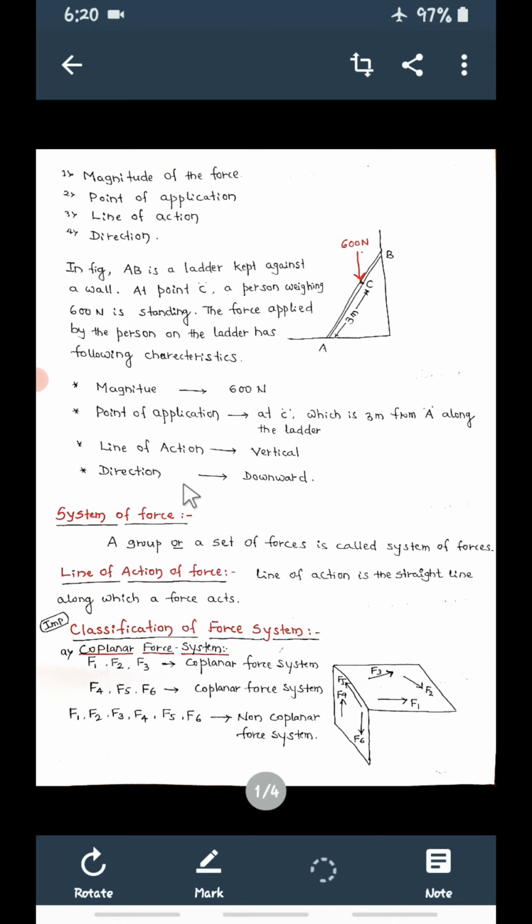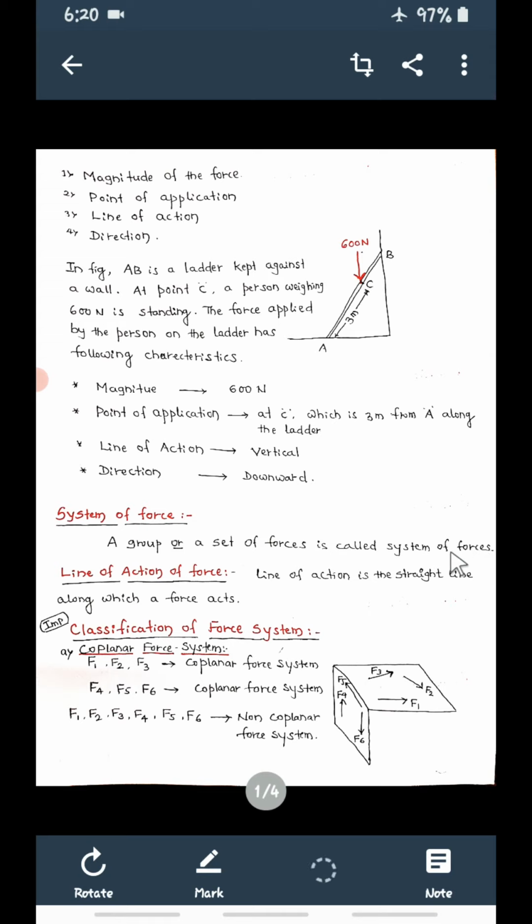When can you call it a system of forces? A group or set of forces is called a system of forces. So when a single force is acting on a body, we cannot say it is a system. When more than two forces, a group or number of forces, are acting on a body, then we can say that there is a system of forces.